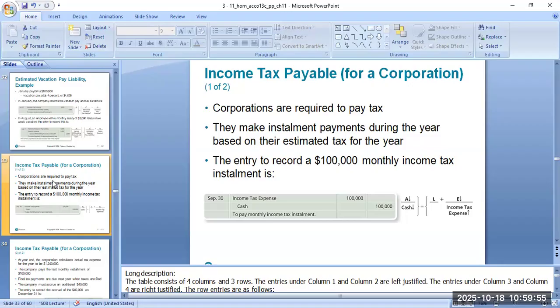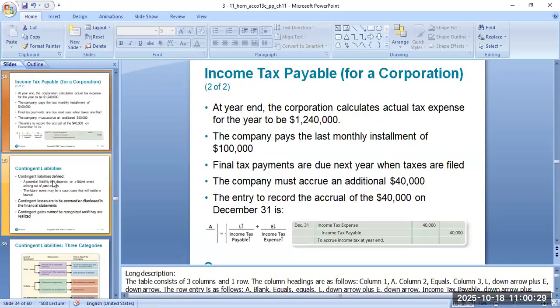So the installments are due during the year. Canada Revenue is going to tell you what kind of installments you have to pay. Most likely those will be monthly installments. Now, the entry to record the monthly income tax installments is going to be a debit directly to income tax expense. If it's $100,000, then Canada Revenue doesn't accept anything but cash. So you have to pay cash $100,000.